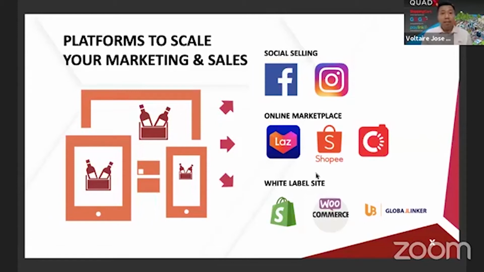Lastly, white label sites. Kung medyo may experience na tayo or kung meron po tayo na tao that knows a little bit about designing websites, you can also opt for Shopify, WooCommerce, or as introduced yesterday and a very promising prospect, Union Bank's Global Linker. So all these three, pwede po natin siyang gamitin to bring our business from the physical store to the virtual store. The good thing about this is mas mabilis tayo makakapag-reach ng iba't ibang tao, different demographics.